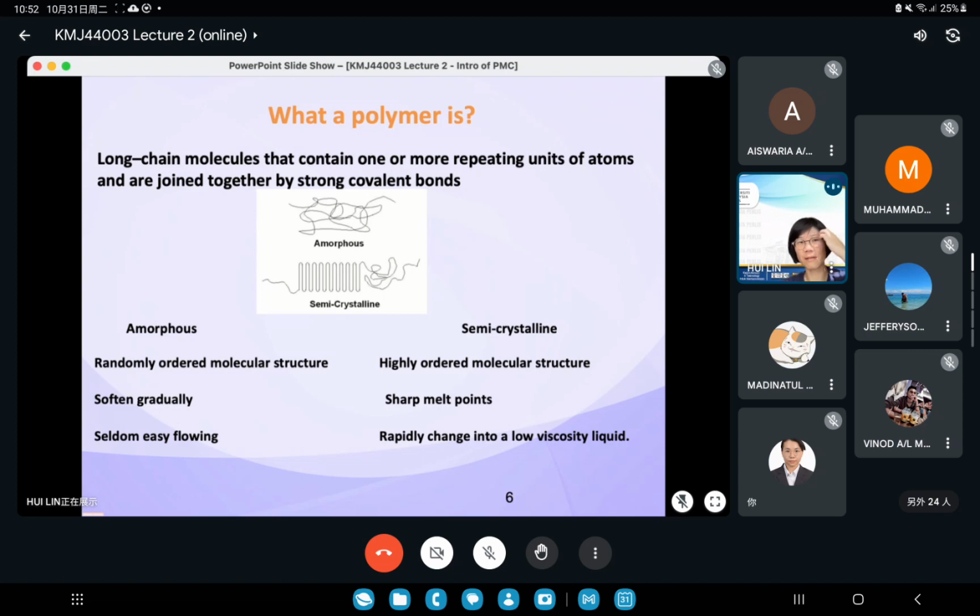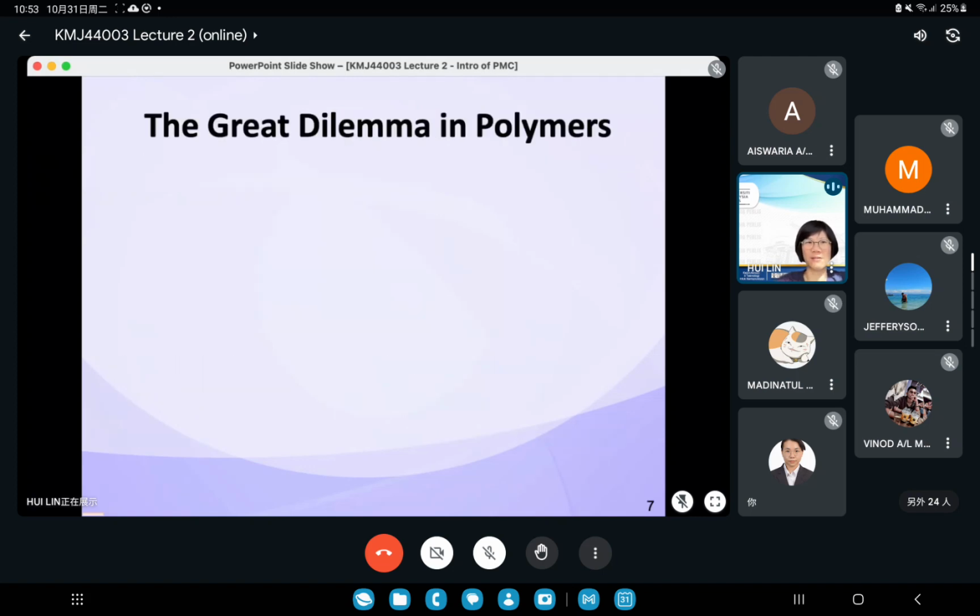Okay, then maybe I also tell you some of the special features of these two structures of the polymer. Which type of structure of the polymer has higher strength, amorphous or semi-crystalline? You can type Semi. Okay, so you can type your answer as well if you don't want to talk.